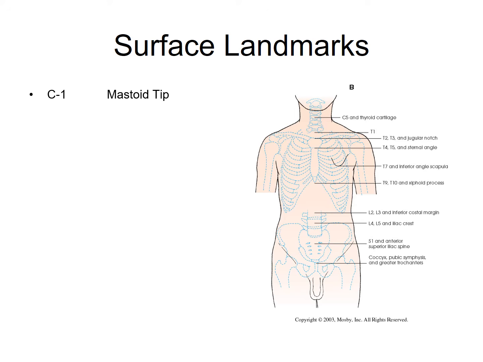So we've got C1 at the level of your mastoid tip. Now your mastoid tip, if you go behind your ear and you feel there's a bony structure, it almost comes to like a little triangle. The very tip of that is called your mastoid process. The very tip of it is your mastoid tip. That's at the level of the first cervical vertebra, or C1.